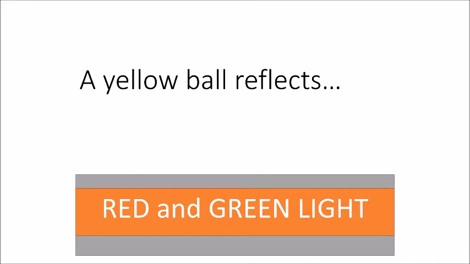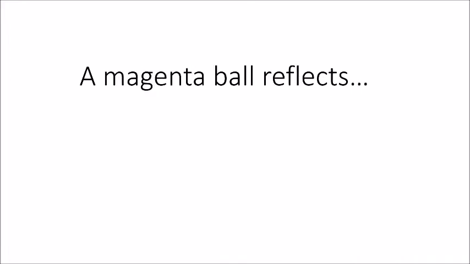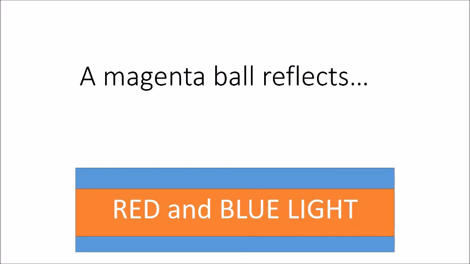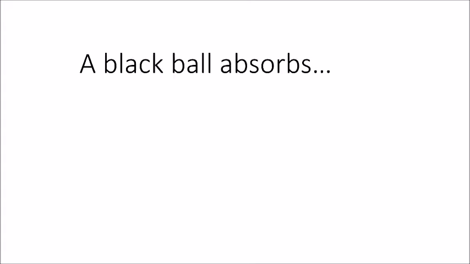It's a secondary color. A magenta ball reflects... Hint, it's a secondary color, so you're going to have two colors written down. Pause the video and write down what two colors it is reflecting. Red and blue light. If you wrote red and blue light down, well done, guys. A cyan ball absorbs. Remember, it's a secondary color. Red light. Okay, it's reflecting two other colors, so it is absorbing only one of the primary colors, which is red. A black ball absorbs... Pause the video and write it down if you think you know.